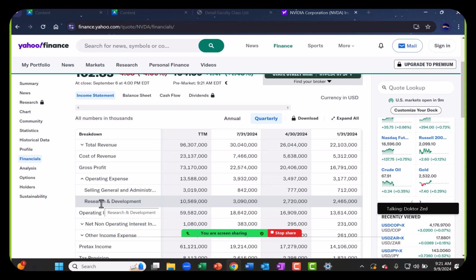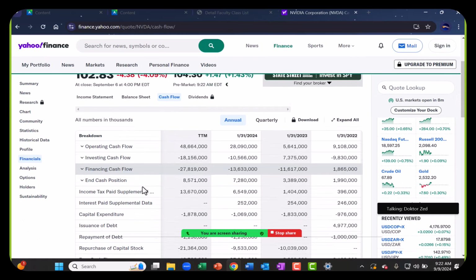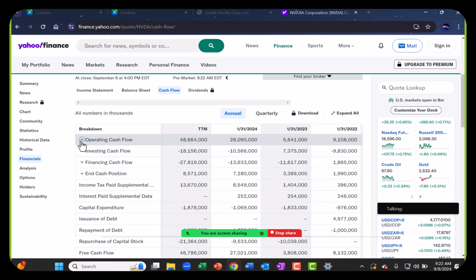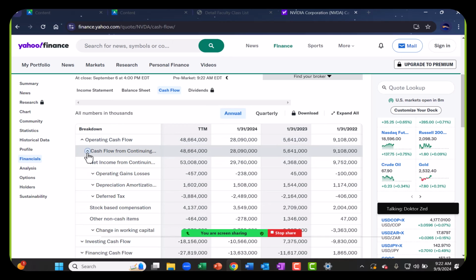They have R&D cost of 10.5 billion. NVIDIA being a company that generates new technologies all the time, you might think that's reasonable, but not all of that is true R&D costs. If you go to the statement of cash flow, which is not something we use quite a bit, look at it, its stock-based compensation is $4.1 billion.